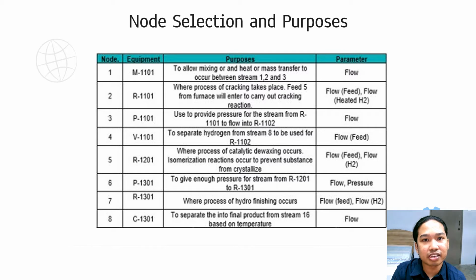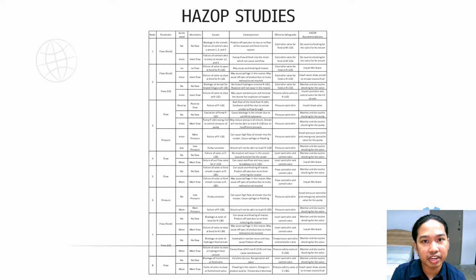This is the node that has been selected and the purpose for each equipment. There are a total of 8 nodes that have been considered for the hazard study. The parameters for each equipment have also been set to identify the deviation. This is the hazard study that had been done by a group.